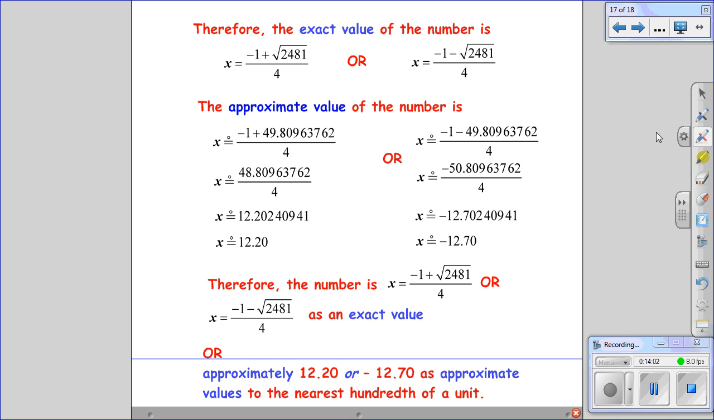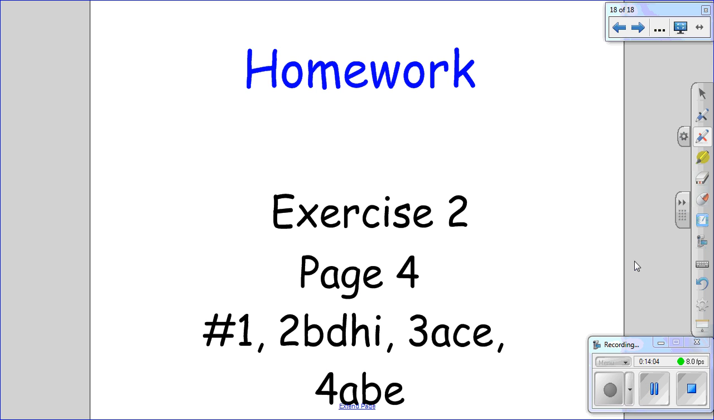Have a good night. Oh, wait, homework, fun stuff. Exercise 2, page 4, number 1, 2BDHI, 3ACE, and 4ABE. Thanks, guys.